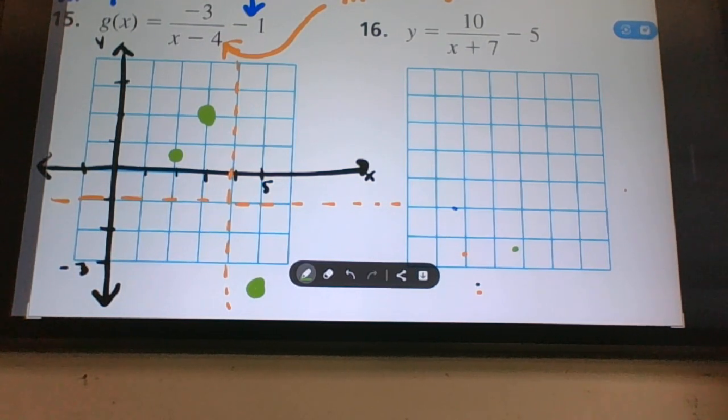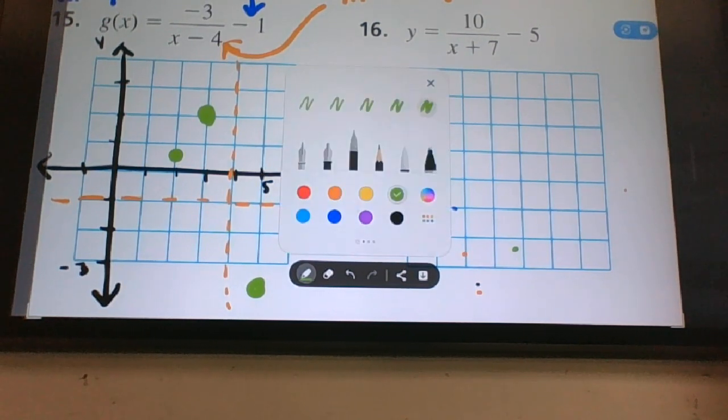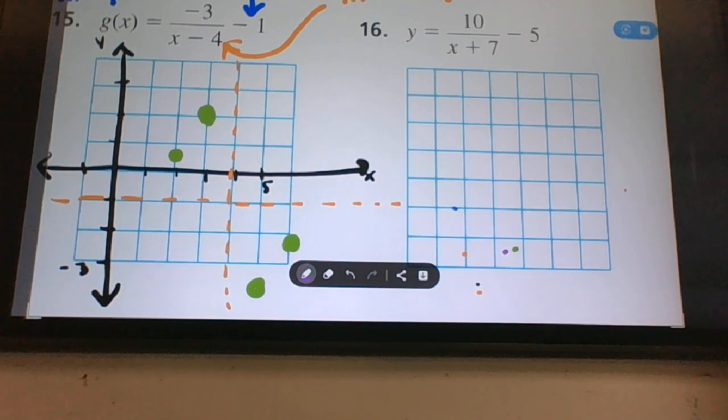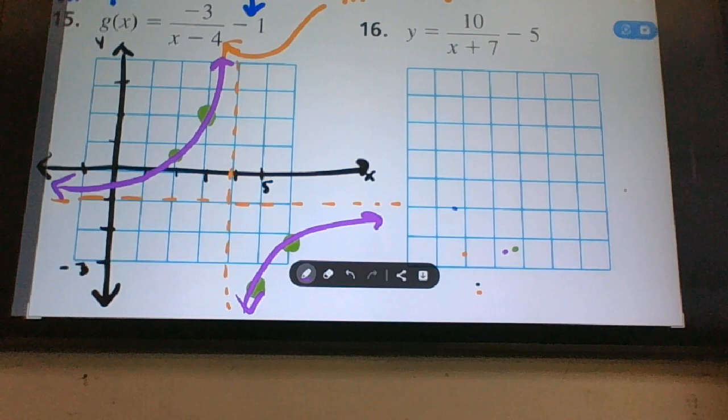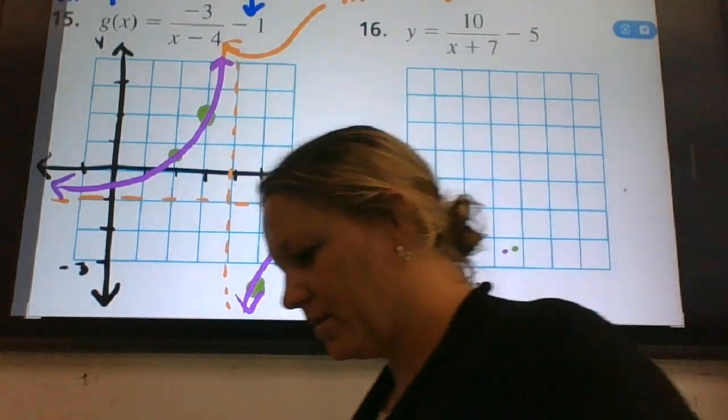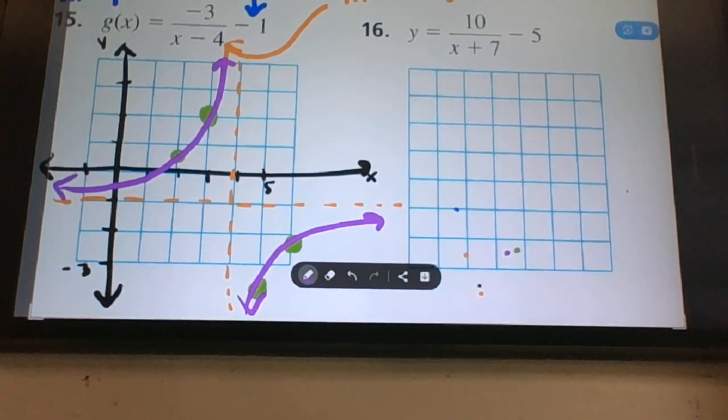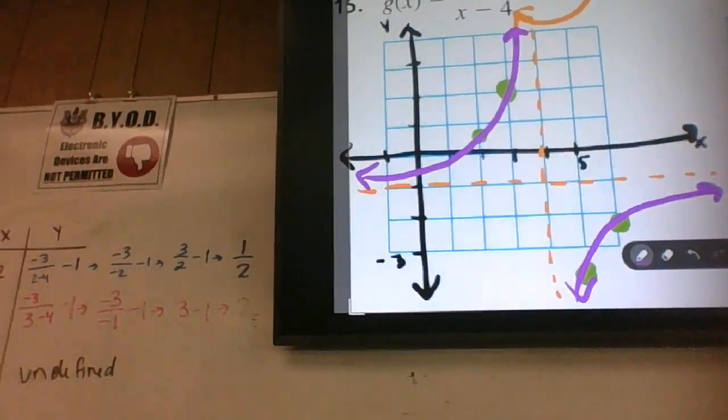6, negative 2.5. There they are. Confirm. Start with your pencil near the dash line. Move through the points, curved. And your dash. There it is. Yay. Think about end behavior. We'll talk about that more tomorrow. Miss Bowman, I did it. Look at how pretty it is. Very nice.